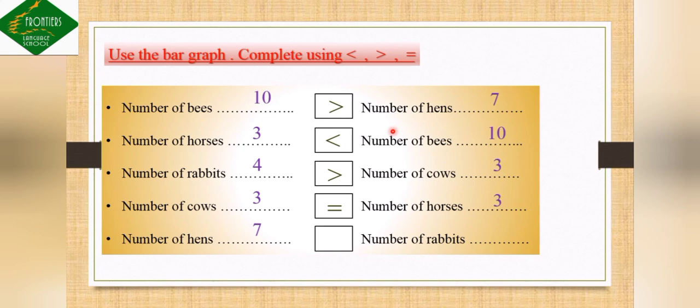The number of hens and the number of rabbits. The number of hens in the bar graph is 7, and the number of rabbits is 4. Which is bigger? It's 7. Thank you.